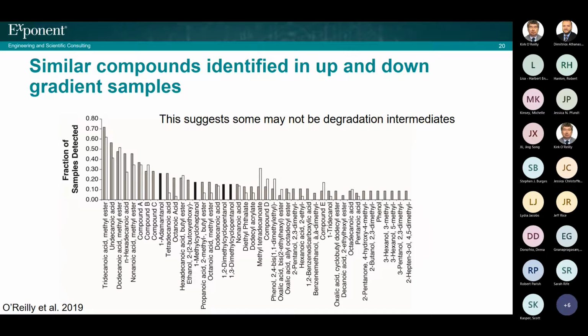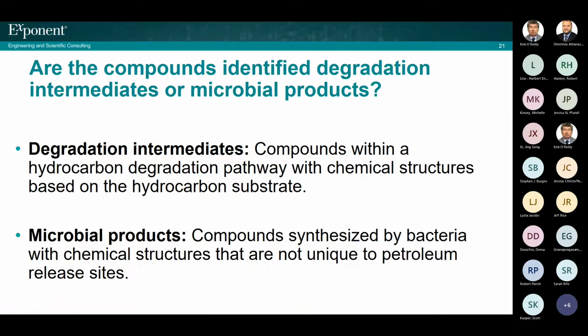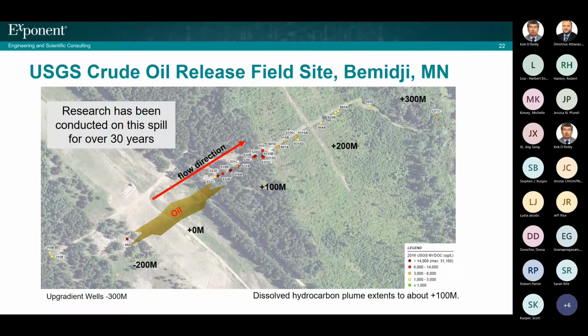So then we broadened our question to: are the compounds we're looking at degradation intermediates, which is what we always thought, or are some of them microbial products? And I define microbial products as when the bacteria has basically totally degraded the hydrocarbon compound down to little pieces that they then build back up to grow. And so again, it didn't matter what they ate, the biomass chemicals are the same. So this is the focus of our question.